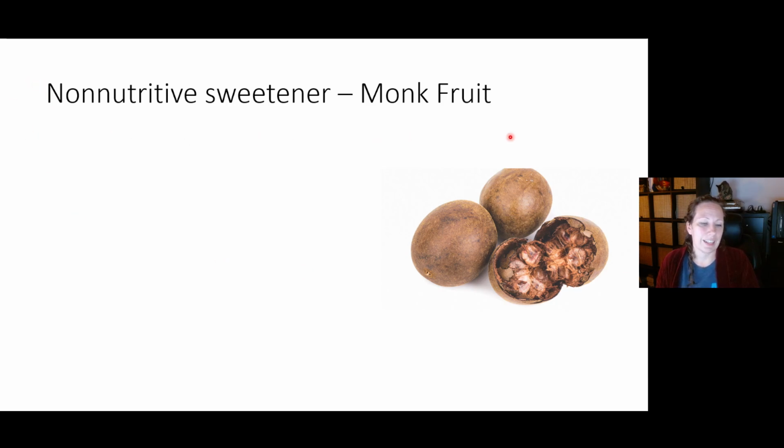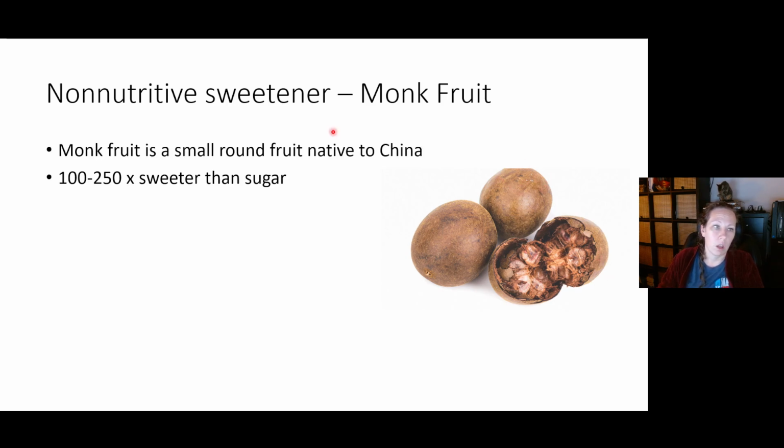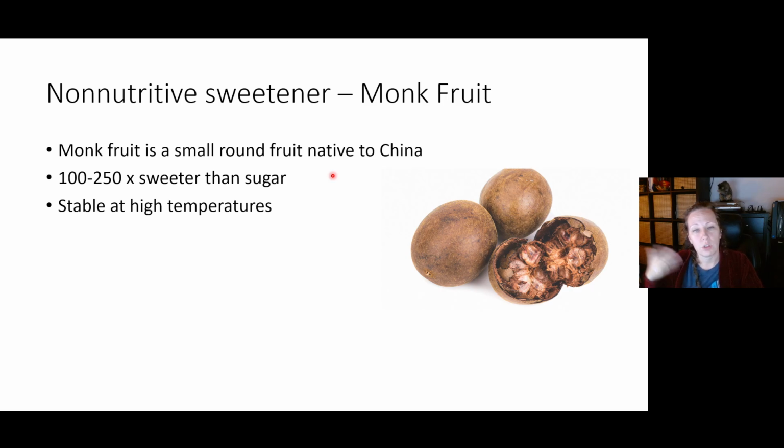Another one that is not in the book, but I wanted to include because it's becoming more popular, is monk fruit. Monk fruit is actually this little small round fruit that's native to China, and it is 100 to 250 times sweeter than sugar. So not as sweet as some of these, but still quite a bit sweeter than sugar. It is also stable at high temperatures, so that makes it a good sugar replacement in baking and things. And like I said, it's becoming more popular, so it's one to kind of look out for.